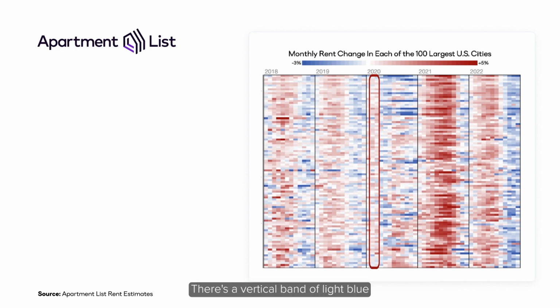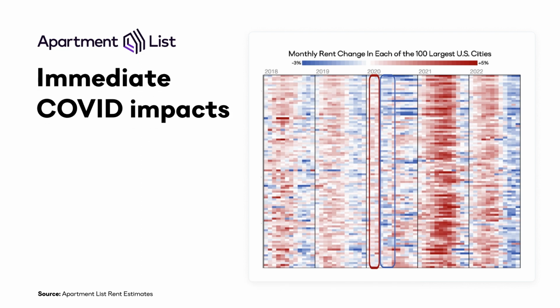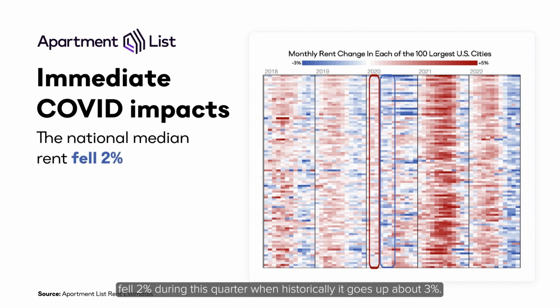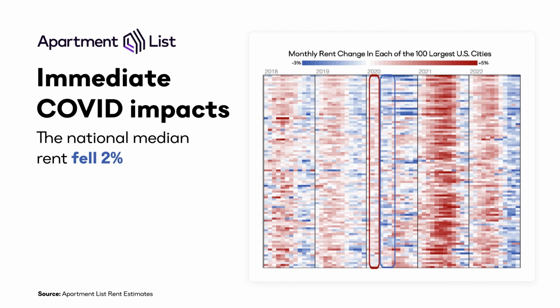And we see this on the chart. There's a vertical band of light blue at a time of the year where we're used to seeing red. This is Q2. This is when shelter in place was a nationwide policy and when people weren't moving much. The national median rent fell 2% during this quarter, when historically it goes up about 3%. So, in terms of rent growth, this was really a 180 for the rental market.